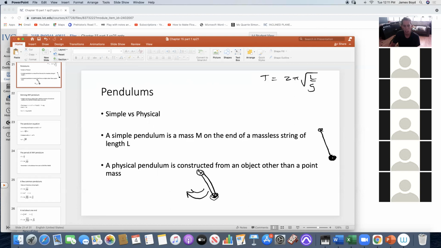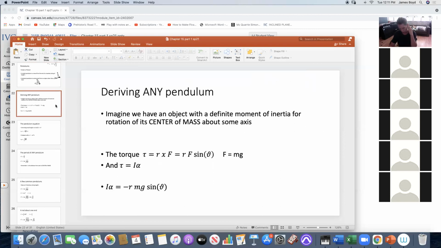They're going to go back and forth, and that's one period, right? From the initial angle theta 0, it's going to go back and forth, and that's one period. But I want to derive for you any pendulum using what we've already learned today.